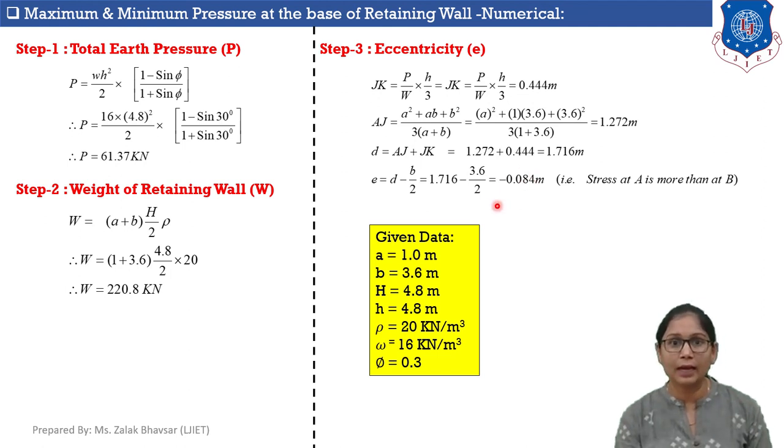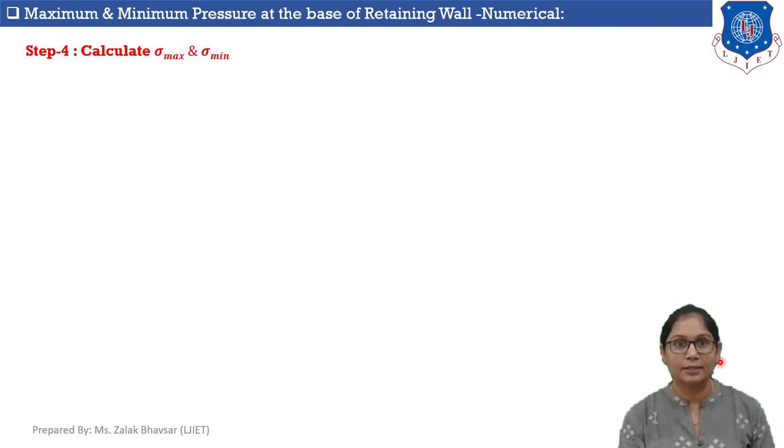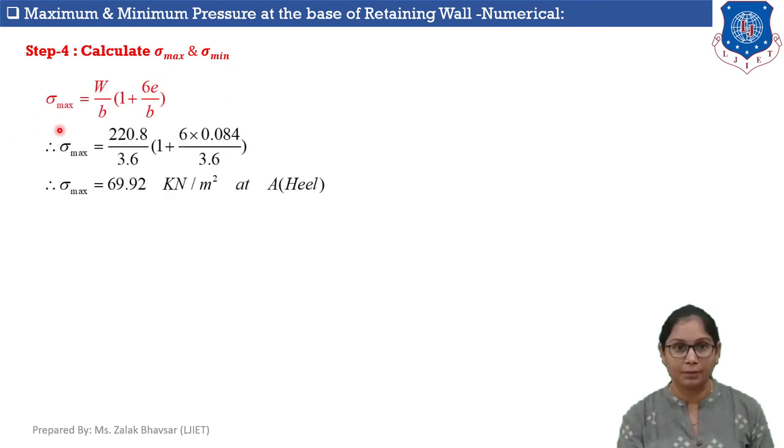Okay, here I am getting minus value, and this minus value indicates that the stress at A, means heel of the wall, is more than at B, which is toe of the wall. Okay, now let's calculate step number 4. So in step number 4, we will calculate sigma maximum and sigma minimum. So let's first calculate sigma maximum.